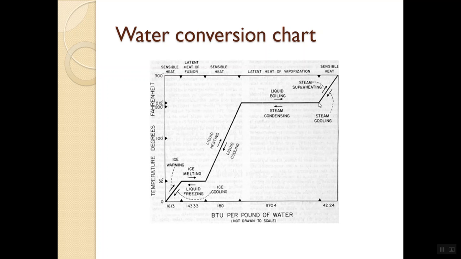Heat is not lost. That energy is saved in the steam, and when we run it through the system and we condense it, turn it into condensate, we get that 970 BTUs back. So it's a tremendous amount of energy that we have stored in the steam.